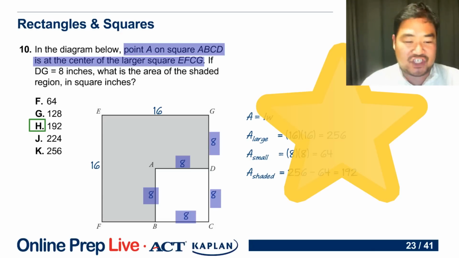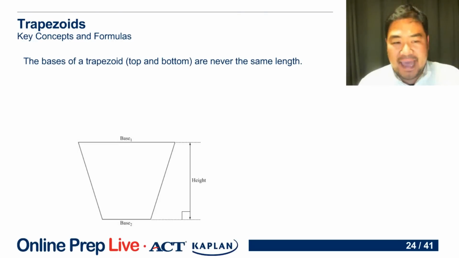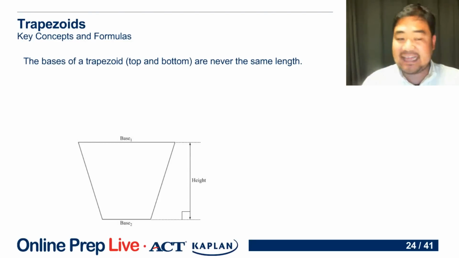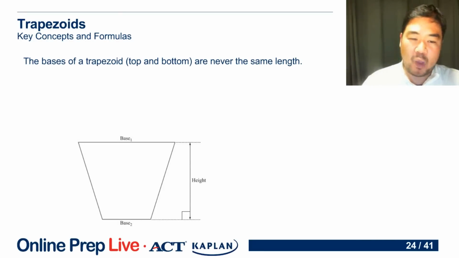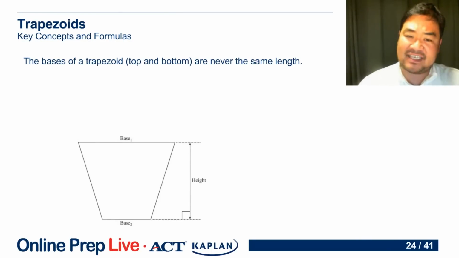Grab that star when you have a chance, and let's take a look at our next example here, dealing with trapezoids. So we are going to do a quick review of that more complicated figure. The two bases in the trapezoid, the top and the bottom, are never the same, right? That's by definition. A trapezoid is a four-sided figure where two sides are parallel to each other, but the two sides that are parallel to each other are not the same length.